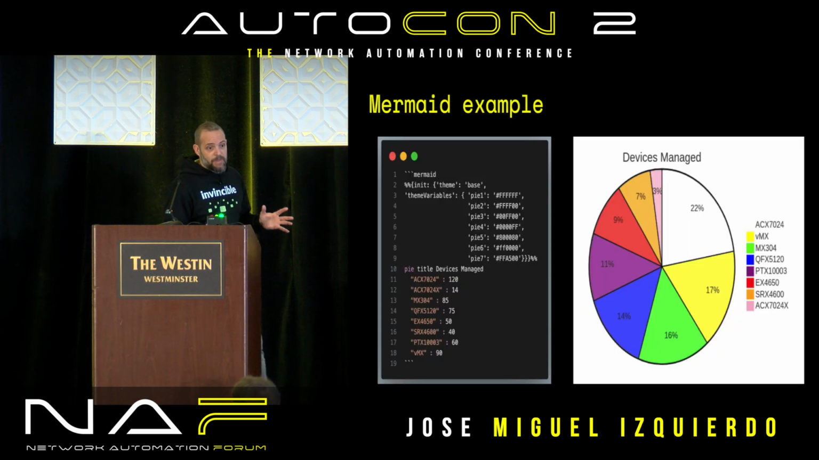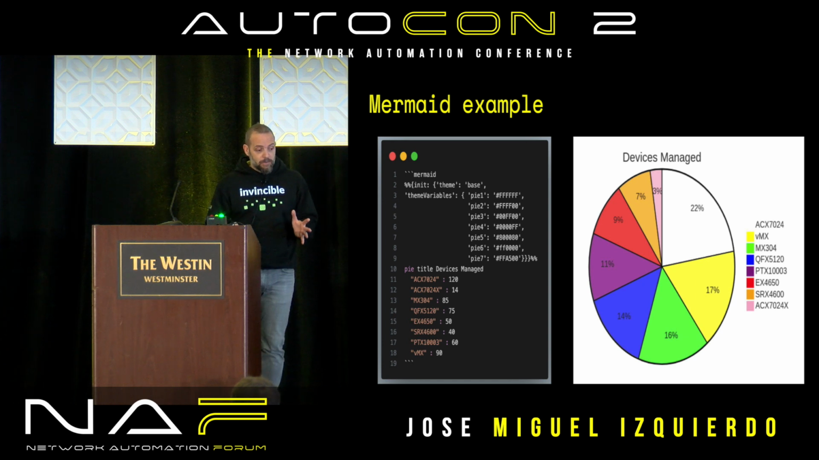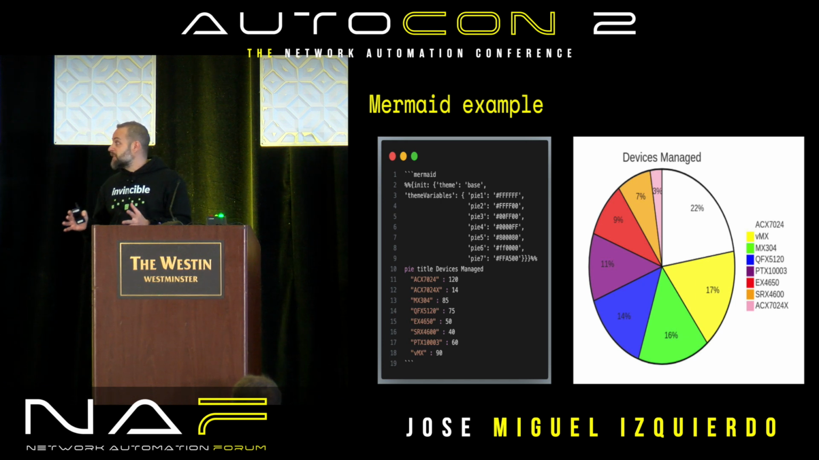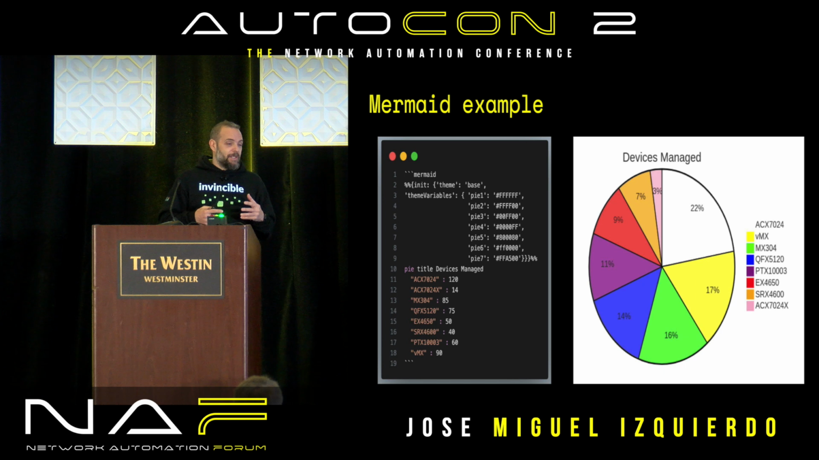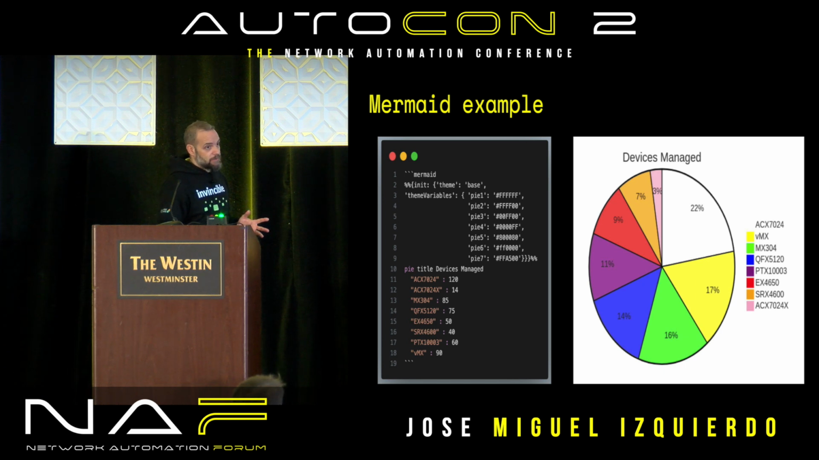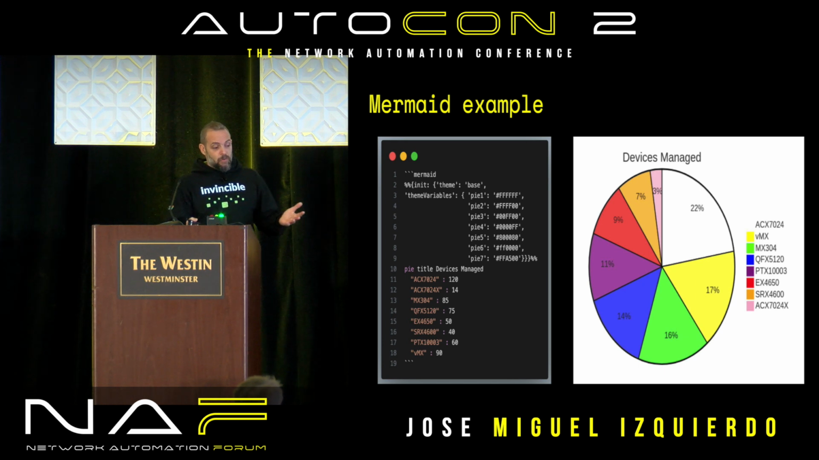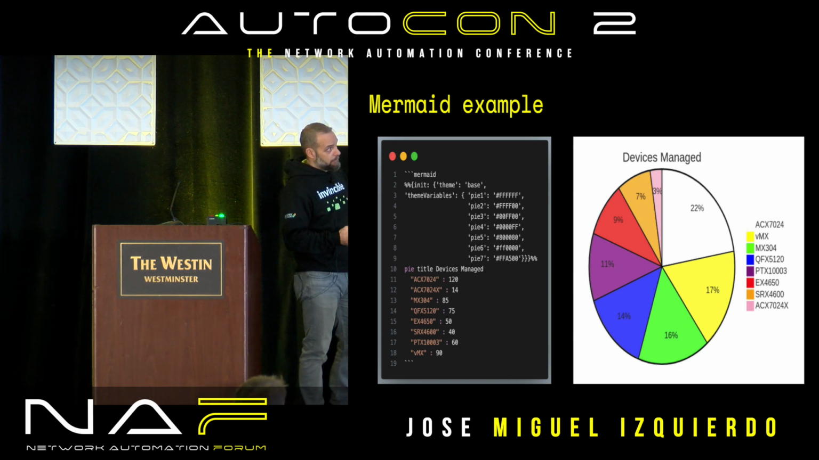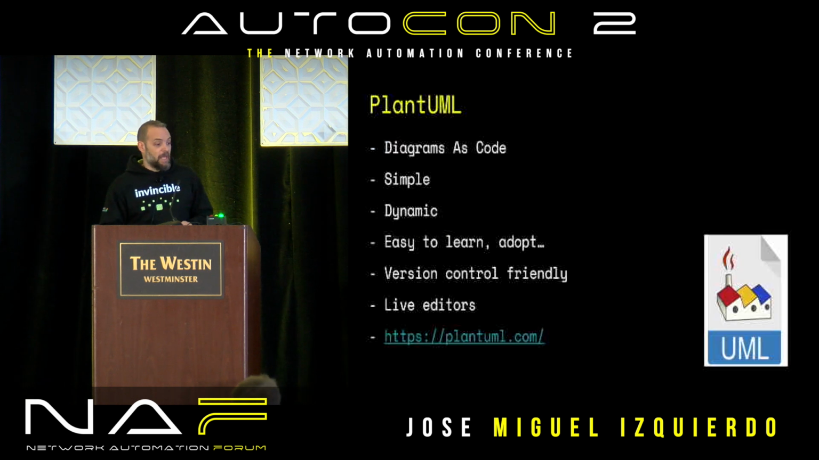As an example, this is a diagram generated with Mermaid. The code on the left-hand side is the one that generates this diagram. You can see all the devices that are managed in my network. I have modified the look and feel as well. It can be customized; if not, it has its default presentation. But look at these 19 lines of code, from which you can get a really nice diagram, right?